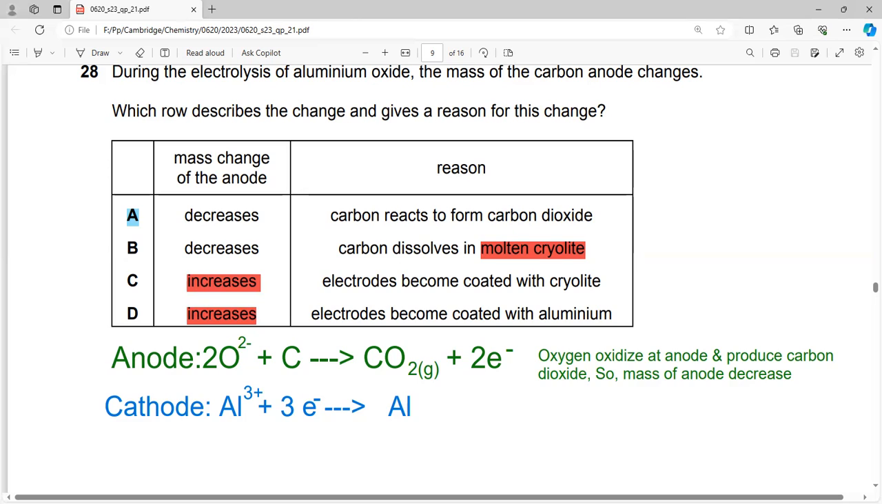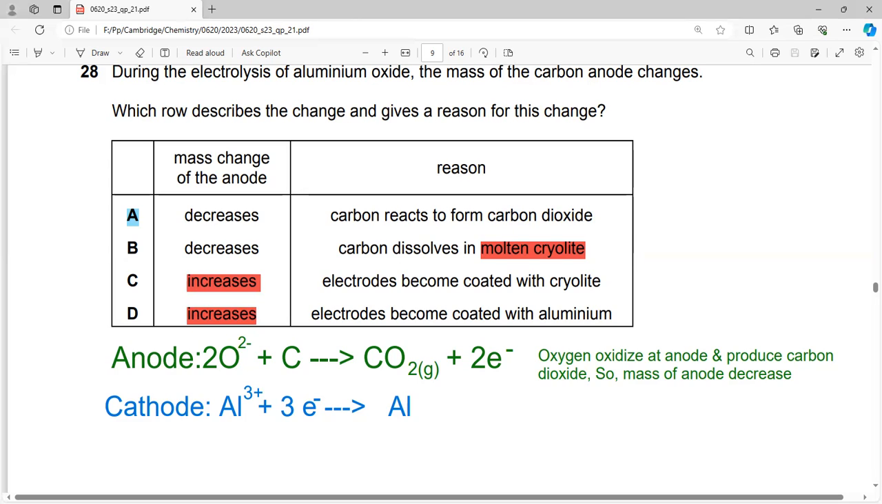At the anode, there is oxygen, and this will oxidize and react with the carbon and produce carbon dioxide. What about at the cathode? Aluminium will reduce at the cathode and produce aluminium atoms. So that's our overall reaction.